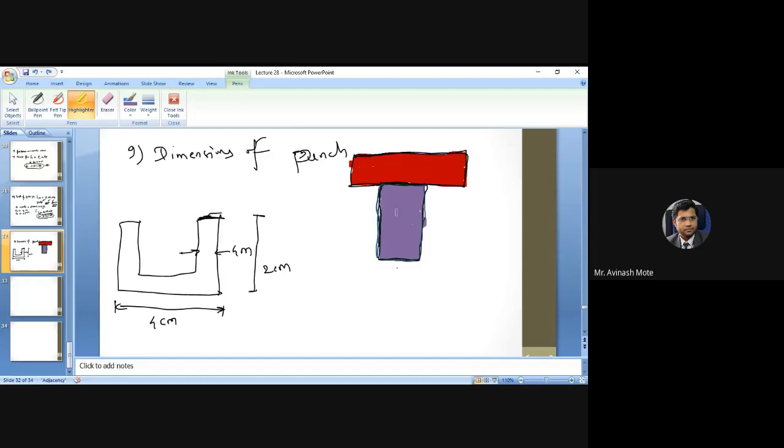Right. Okay, so this is the simple size of punch. This is called a punch. Now we want the dimension of this punch. This punch is going to be inserted here, so we want these internal dimensions. As such, there is no formula for calculations.